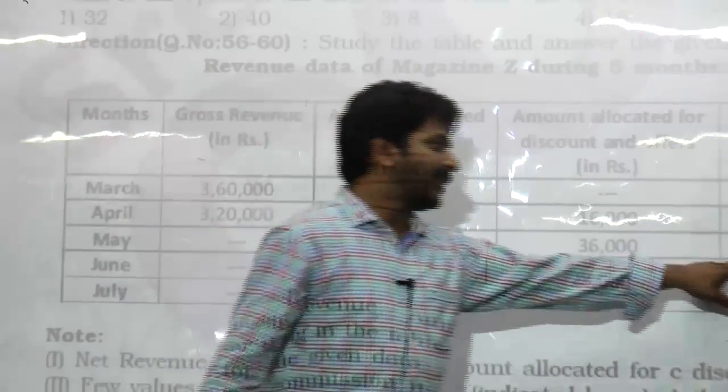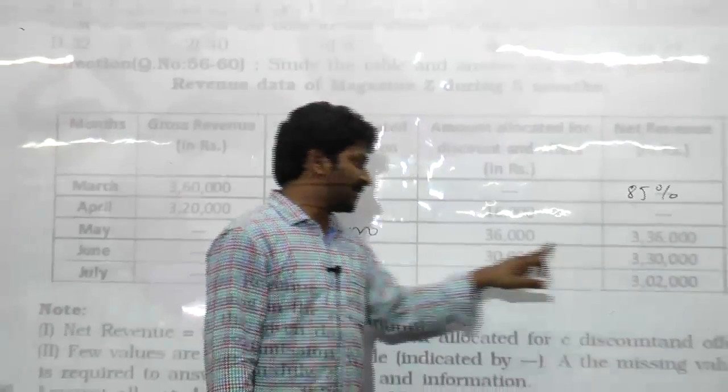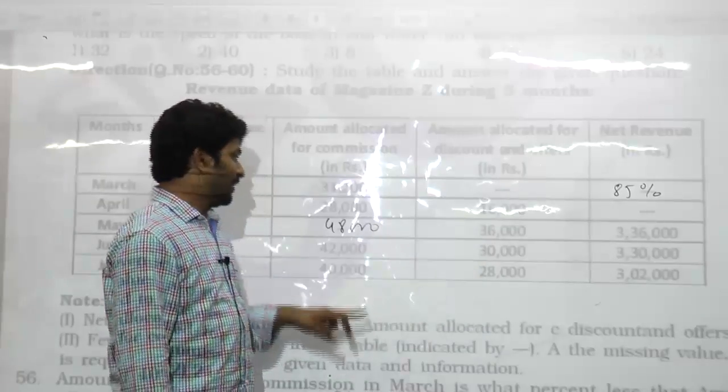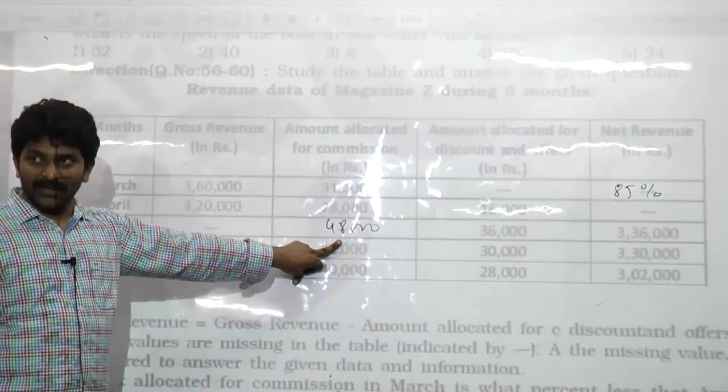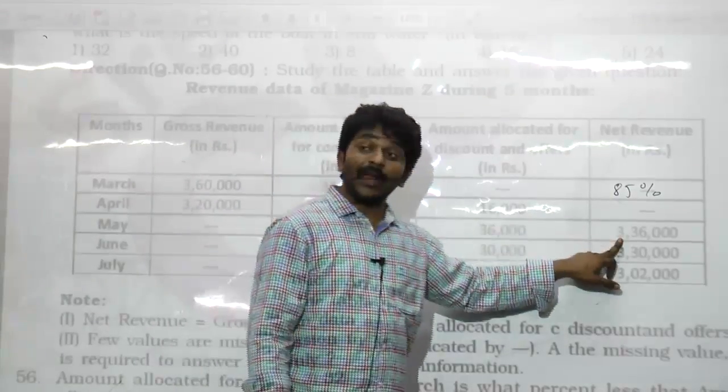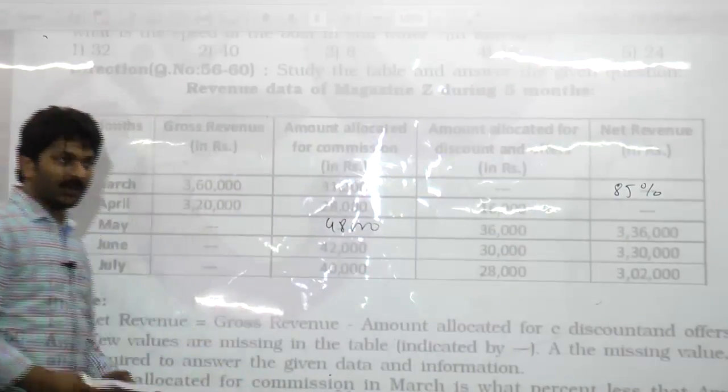3 lakh, keep it aside. 36, 36, 72, 72, 48. 1 lakh 20. 4 lakh 20,000.